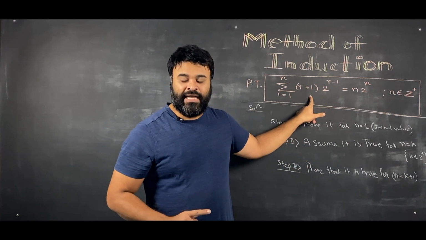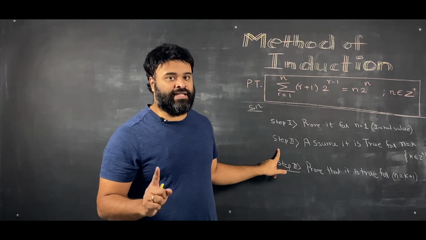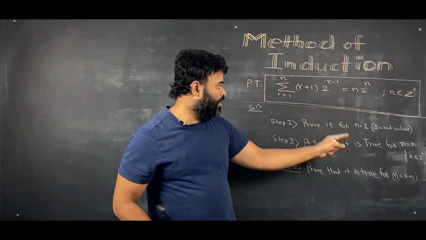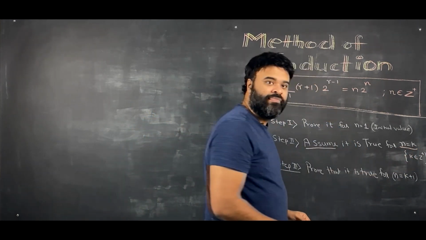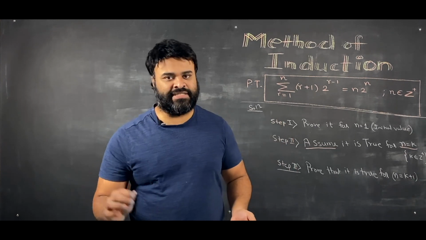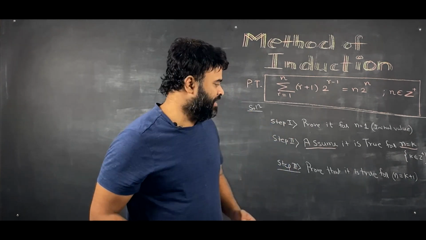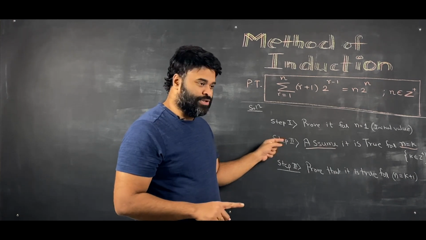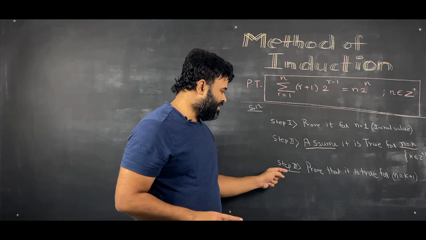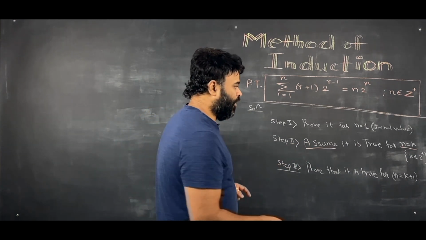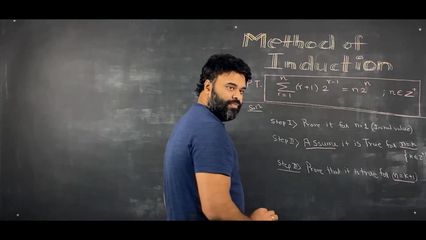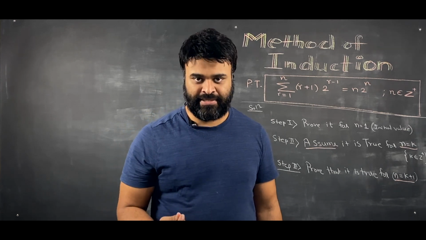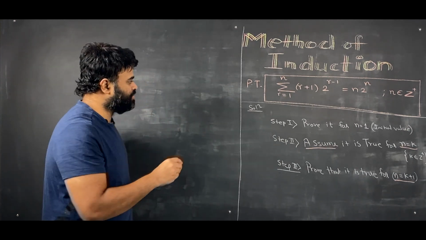Step 1 done. Now we move on to step 2, and in step 2, we don't prove anything. We assume that this statement is true for n equal to k, where k is some positive integer. It can be any positive integer. After step 2, we will use the step 2 result, and with the help of that, in step 3 we will prove it for n equal to k plus 1. Enough of this explanation. I think we should start solving the problem so that you understand these things better. Let's begin.